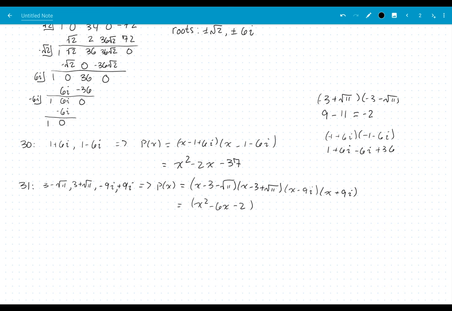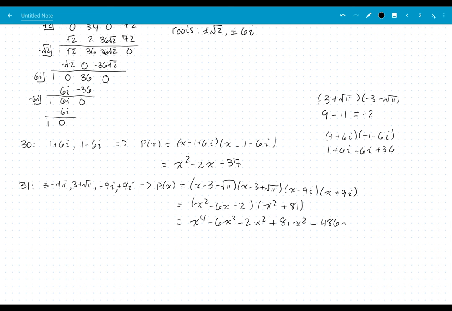And then this is multiplied by x minus 9i times x plus 9i, which is going to be x squared plus 81. That's what this one's going to be. And then we can cross multiply again. I get x to the fourth minus 6x cubed minus 2x squared plus 81x squared minus 81 times 6 is 486.